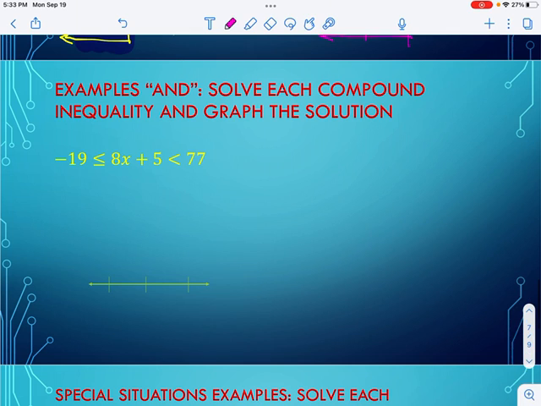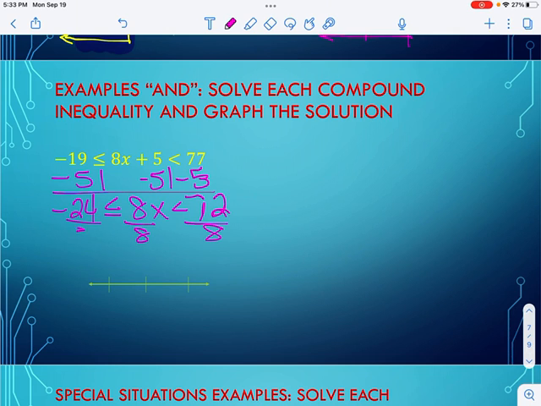Okay, on the third one here, let's try one more. So we're going to come in, we're going to subtract 5. Trying to isolate that x, we want that x to be alone. So we get negative 24 is less than or equal to 8x, less than 72. Then at that point, I'm going to divide by 8. So I get negative 3 is less than or equal to x, less than 9.